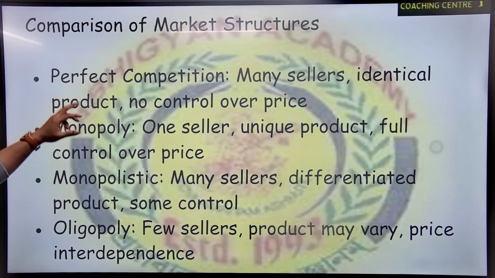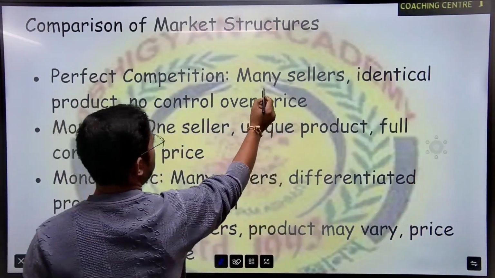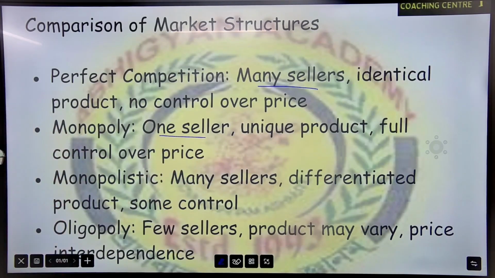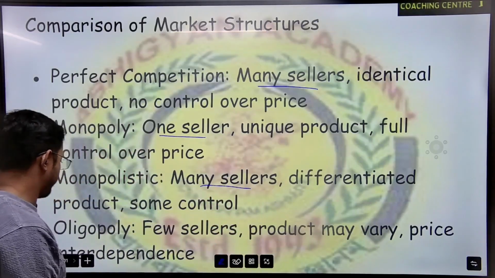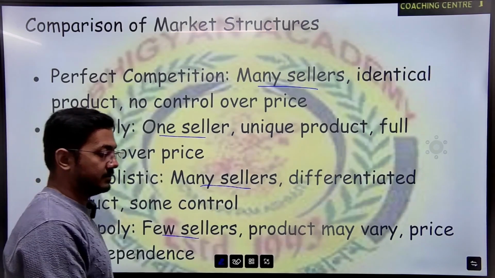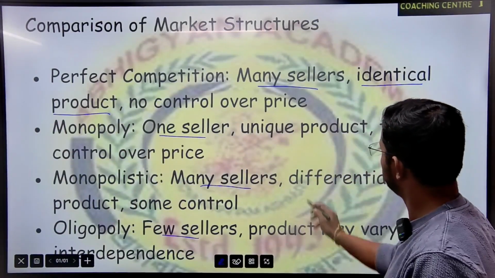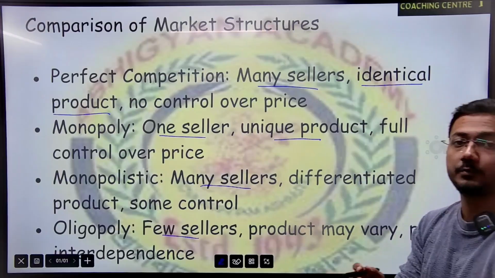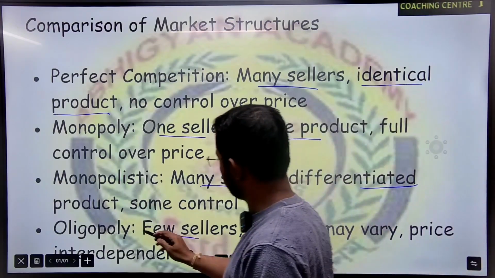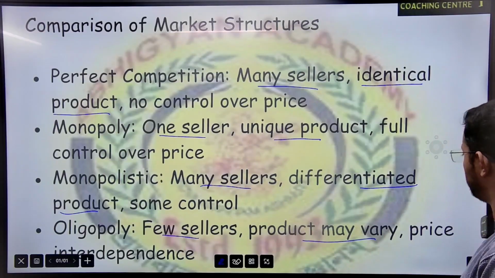In perfect competition, there are many sellers. In monopoly, there is one seller. In monopolistic competition, again, there are many sellers. In oligopoly, there are not one, not many, but few. Now, in perfect competition, the sellers sell exactly the identical product. In monopoly, the seller sells a very unique product and nobody else sells it. In monopolistic competition, same category, but the product is differentiated. In oligopoly, the product may vary. It can be the same, it can be differentiated.